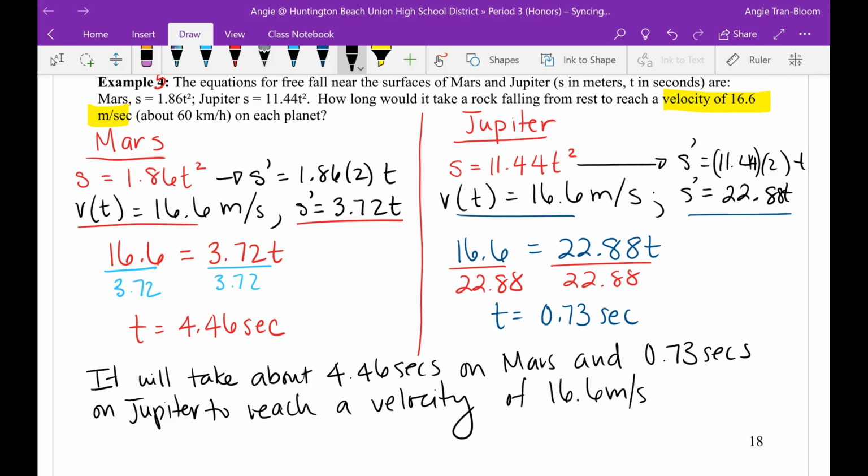16.6 meters per second. It's an apply problem, so normally I would like you to write out a full sentence or sentences to answer this apply question. And this is the conclusion of example 5.